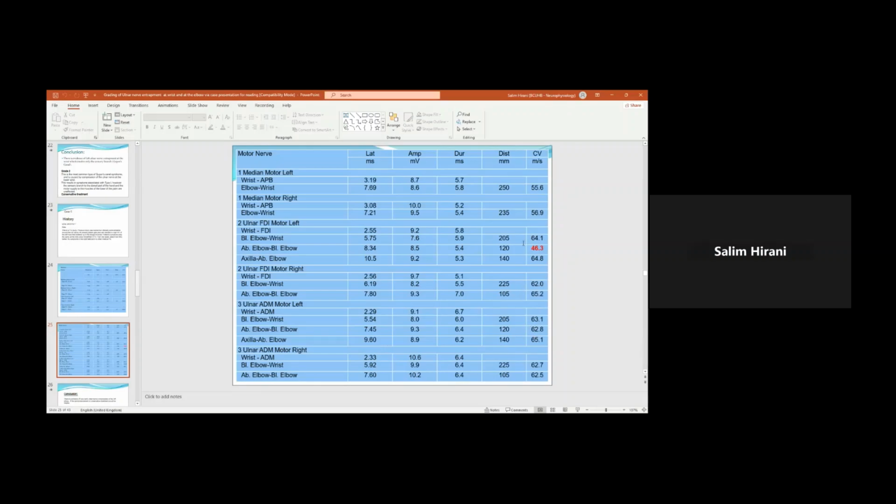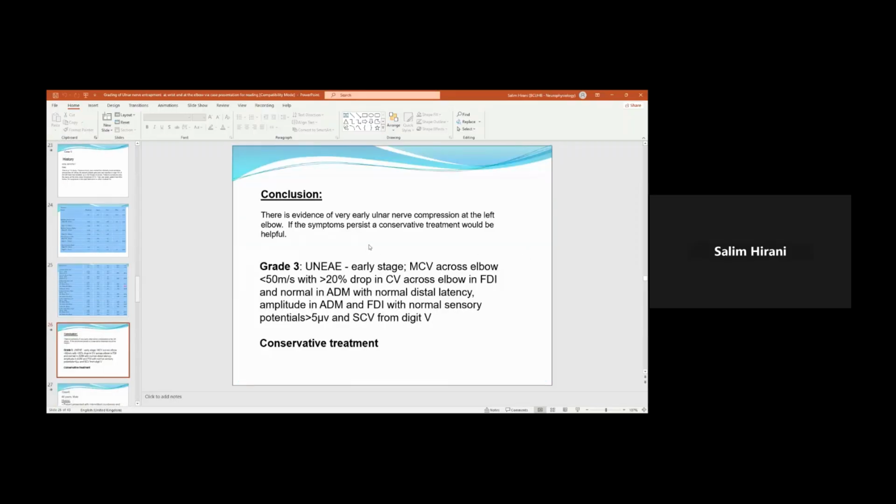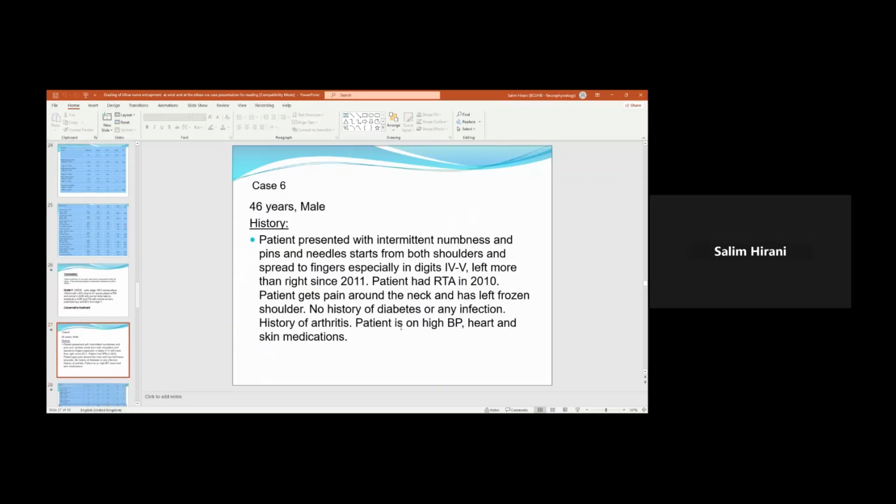So there's a compression at the left elbow, which is part of early ulnar nerve entrapment, and this patient can be treated because it is only the early stage. So this patient can be treated conservatively with a steroid injection, or maybe some physiotherapy, or giving a splint so the patient does not bend the elbow, which helps ease the problem. This patient is 46 years old.